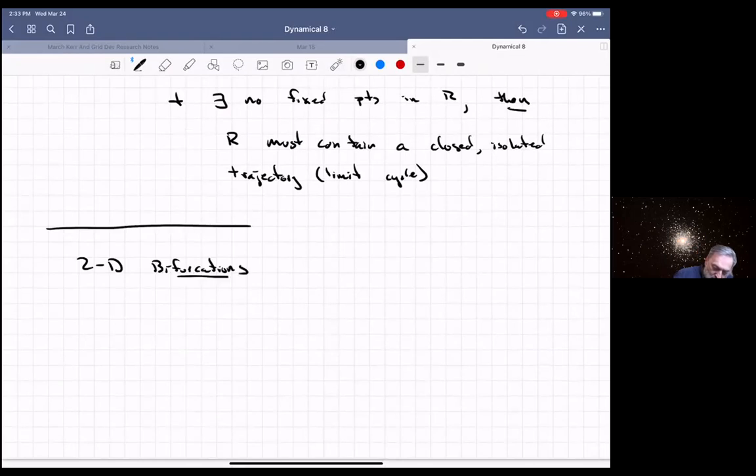Okay. All right, so when we did one-dimensional flows, we had bifurcations. That's when the fixed points changed in their character. Okay, so 2D bifurcations come in two varieties. We can create or destroy fixed points.